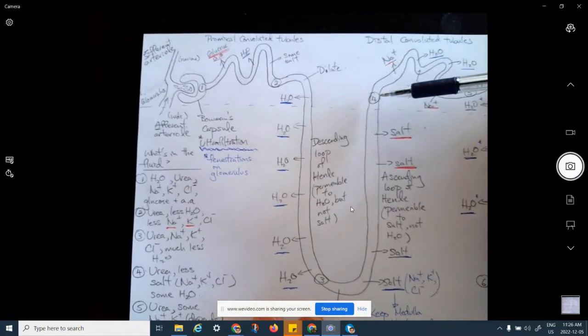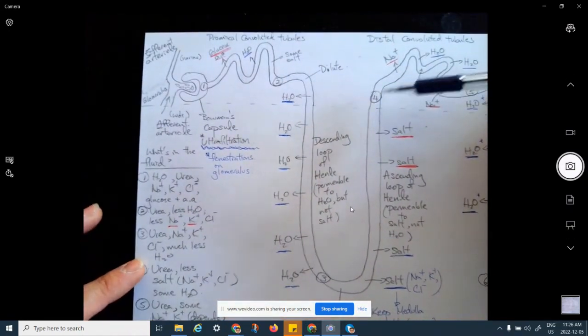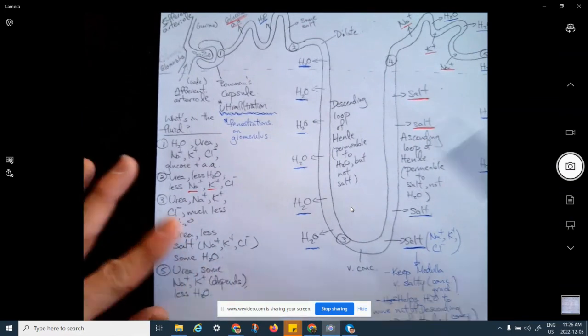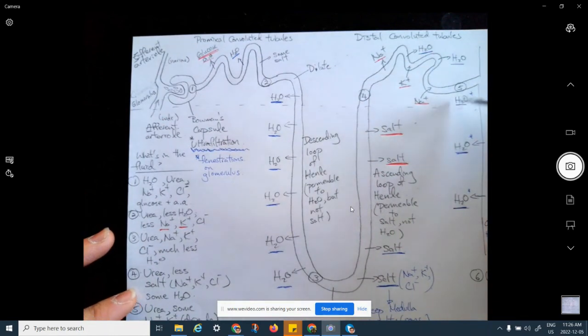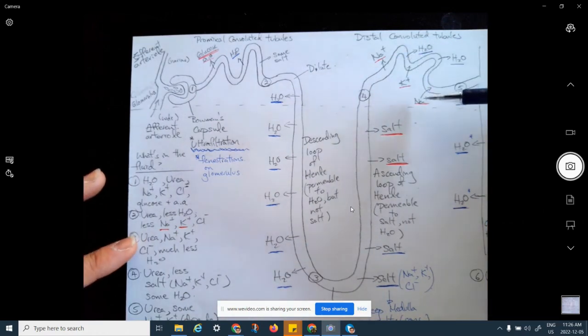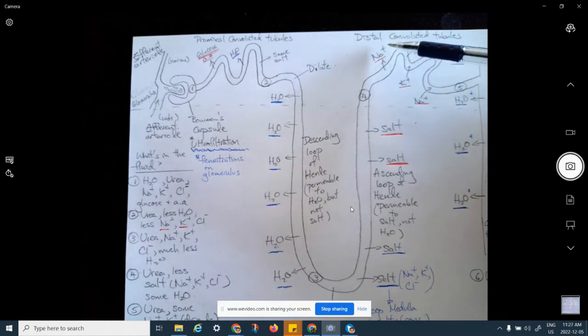So by the time it goes into the distal convoluted tubule, your filtrate has urea, less salt, some water. In the distal convoluted tubule, you'll be doing the fine tuning of salt concentration. So some salts, sodium and potassium, are pumped in, but some sodium is also pumped out. Really, it depends on the needs of your system at that time. And water is also leaving passively.